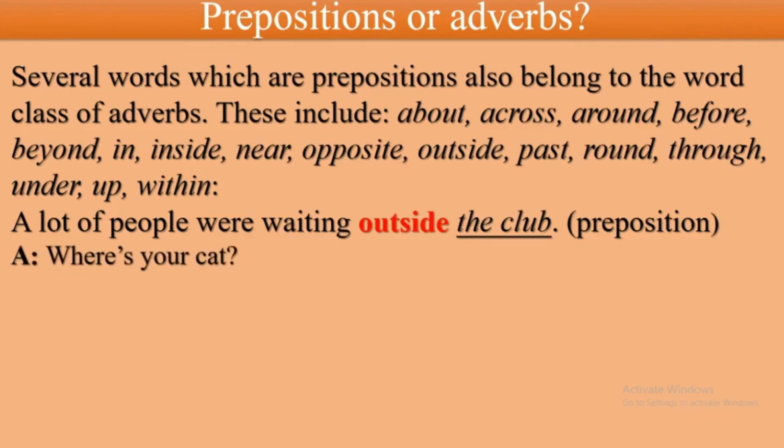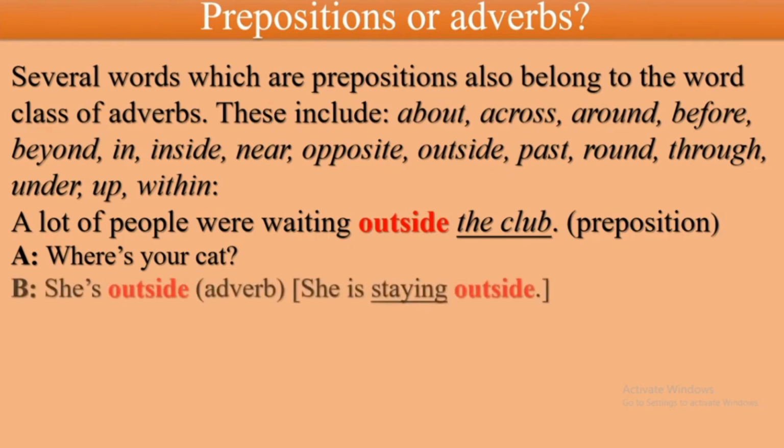A lot of people are waiting outside the club. In the sentence, outside is a preposition and it has an object, that is the club, which is a noun. Where is your car? She is outside. She is outside means actually she is staying outside. Here outside has no object, so it is an adverb and it is actually modifying the verb staying, which is omitted here.